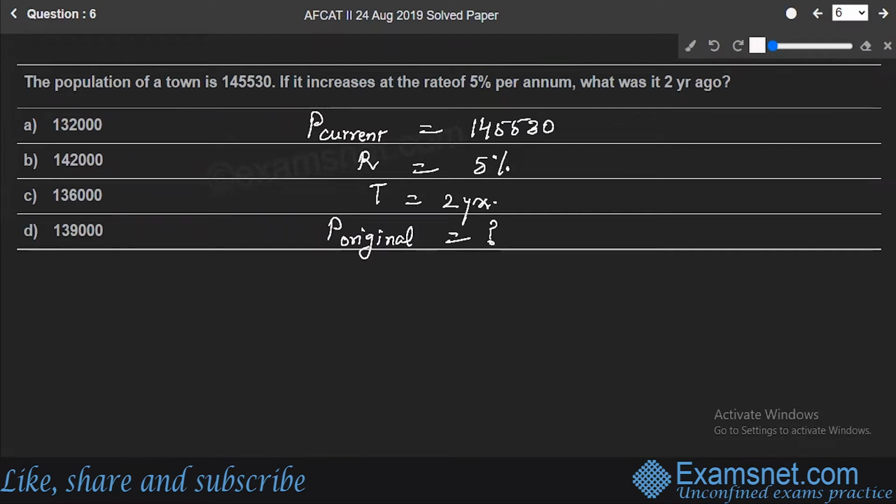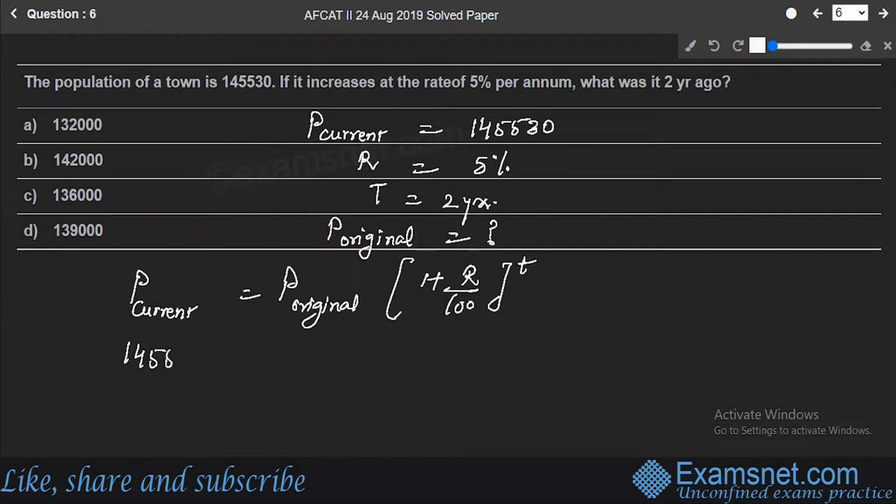See, the population is increasing at the rate, like it's increasing in the same way as the compound interest is increasing. So you can say current population is equal to original population into (1 plus rate upon 100) raised to the power time. Current population is 145530. Original one, I have to find out. Rate is 5% and time is 2 years.